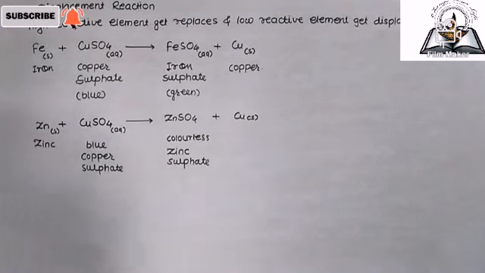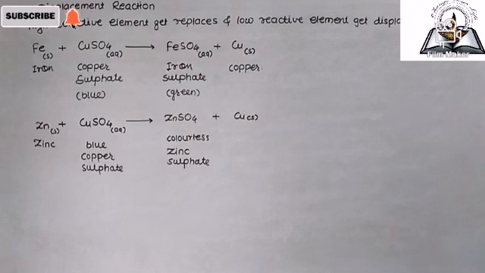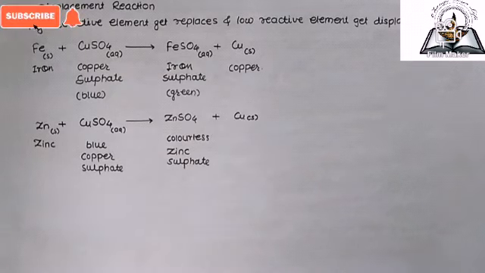So that covers displacement reactions. Another one: if we take a high reactive element like Pb, lead reacts with copper sulfate. Pb also displaces the copper from the copper sulfate solution and it gets converted to PbSO4 and copper gets displaced. So these are all reactions related to displacement reaction.